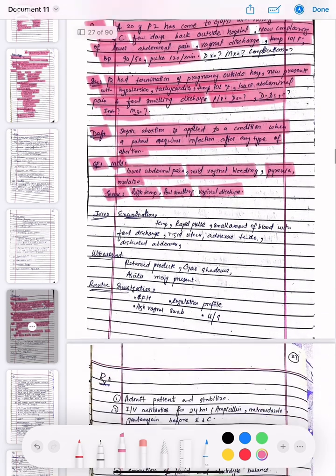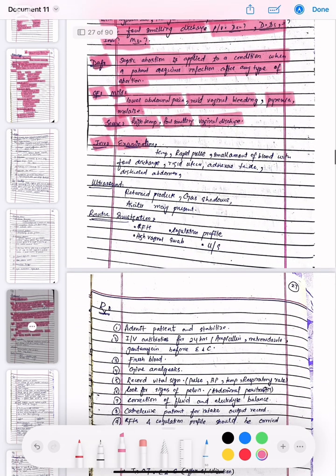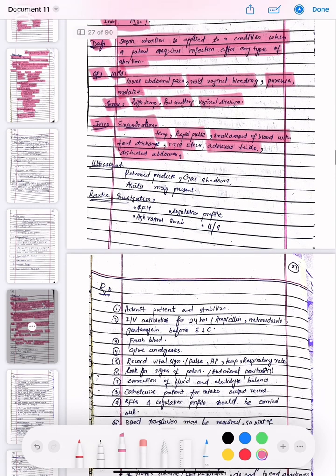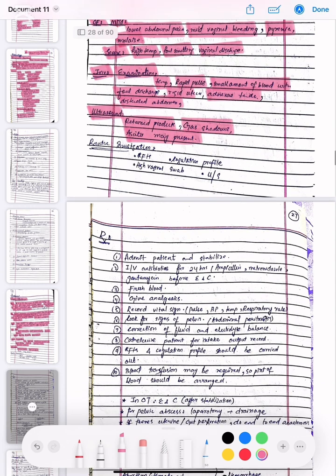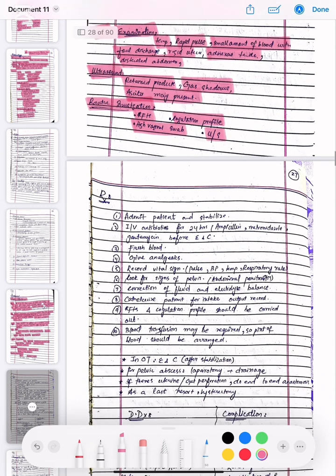The investigation options for septic abortion are: on examination there is temperature, rapid pulse, small amount of blood with foul discharge, tender rigid uterus, adnexal tenderness, and distended abdomen. On ultrasound, retained products are present, gas shadows are present, and free fluid may be present. The routine investigations are RFTs, coagulation profile, high vaginal swab, and ultrasound.